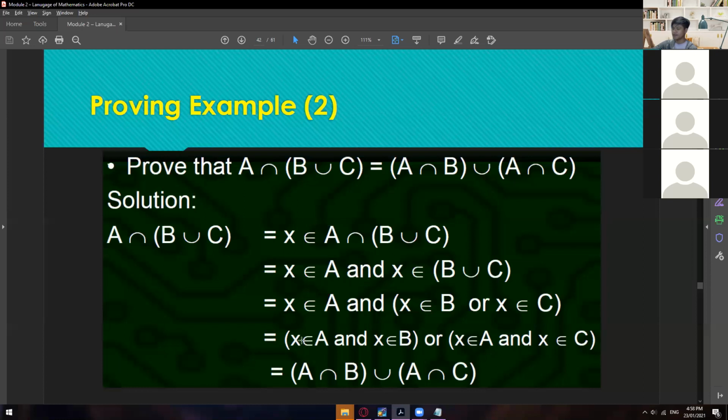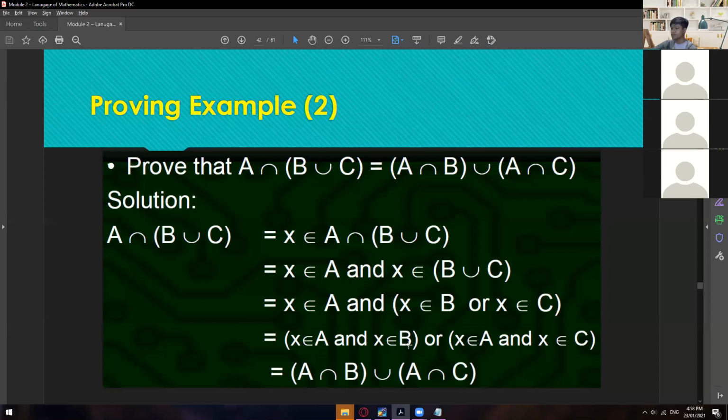So we now have here x element A and x element B, and then the next one is or x element A and x element C. I'm skipping the words 'is an element' to make it shorter, I'm just reading it as element. So from here we have now arrived to here. We've just used the distributive property.